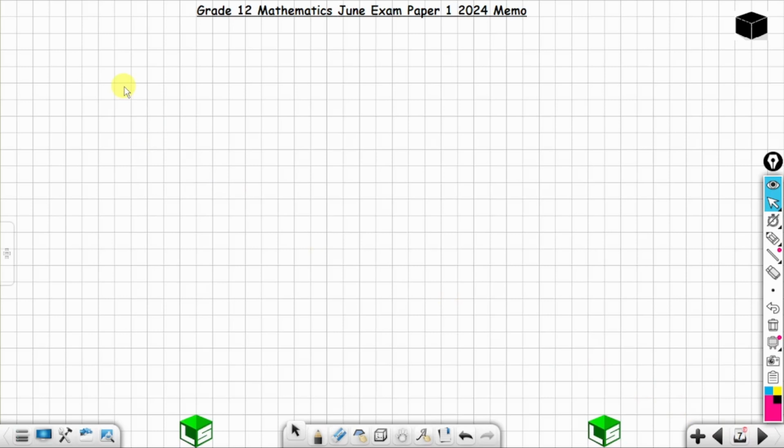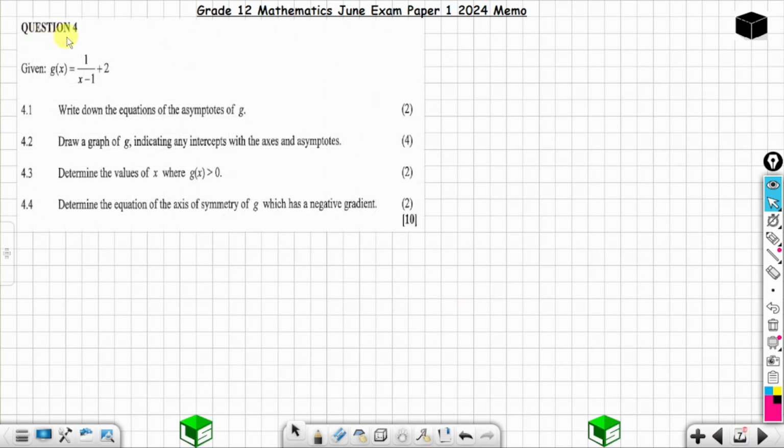Now question 4. Given g of x is equal to 1 over x minus 1 plus 2, 4.1. Write down the equations of the asymptote of g, 2 marks. This is the equation of a hyperbola. A hyperbola has got 2 equations of the asymptote. You have a horizontal asymptote and a vertical asymptote.